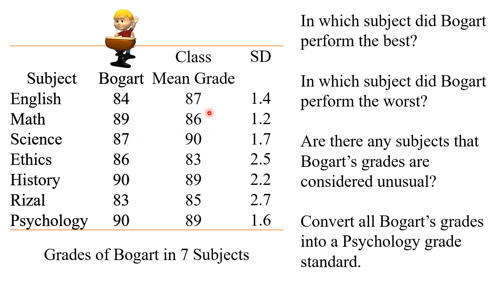These are the mean grades of the whole class. In English, for example, the mean grade is 87, but his grade is only 84. So he is 3 points below the mean grade. Now, his grade of 90 in history, but the mean grade in the class is 89, so his grade of 90 is 1 point above the mean grade, with, of course, the standard deviation. These are important, class, when we convert them into a z-score. These 7 grades of Bogart will be converted into z-scores, and that's the only time that we can answer the questions.